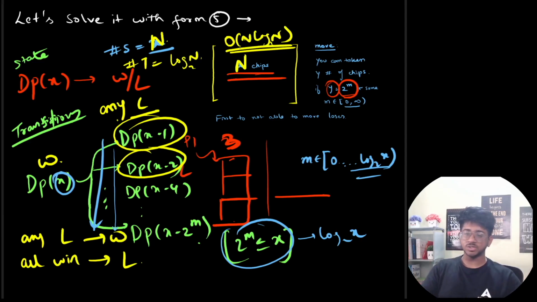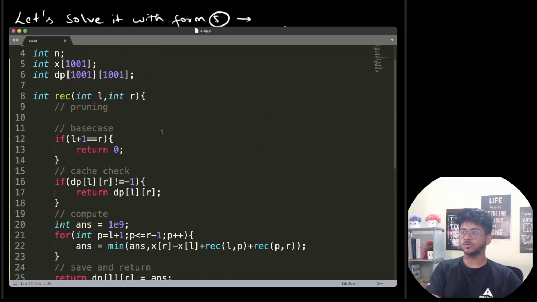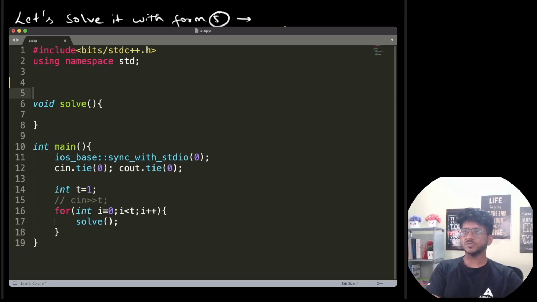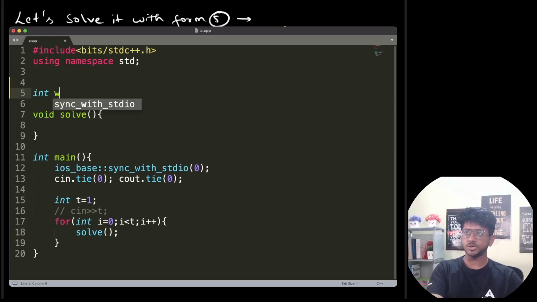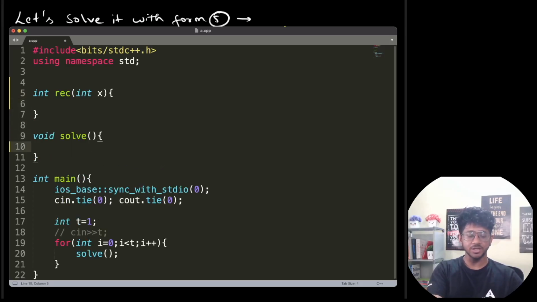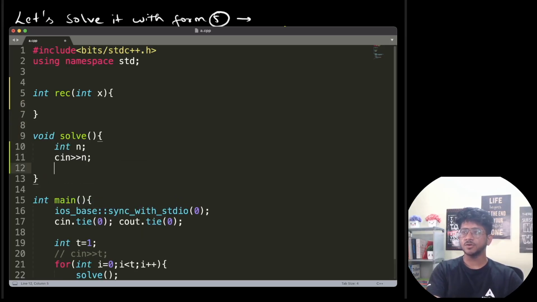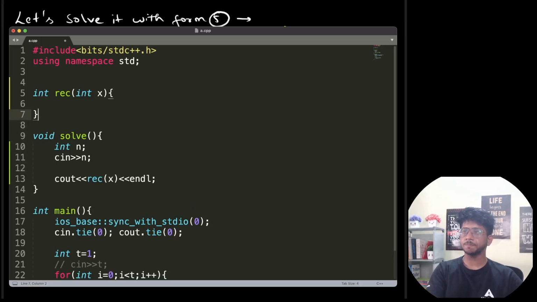And now let's quickly code this up as well. This is fairly straightforward to code now, provided that we have solved so many different problems with DP. So given X, we need to find out if it's winning or losing. So an integer recurrence function taking X, and we're going to get an N, the same N. We need to find if it's winning or losing. So in main, I'm just going to print the result. You can fancy print it with win and lose if you want.